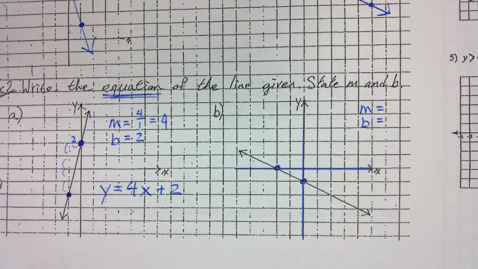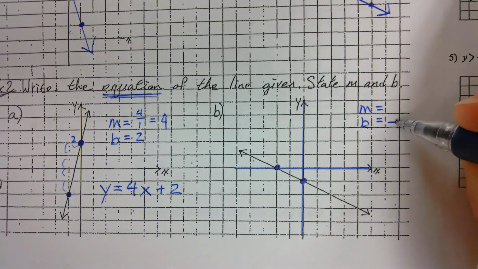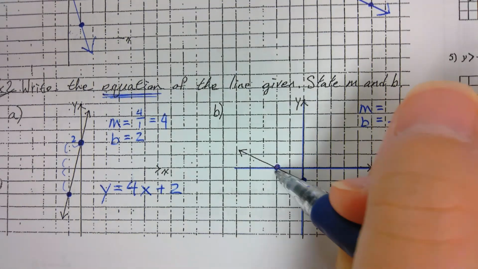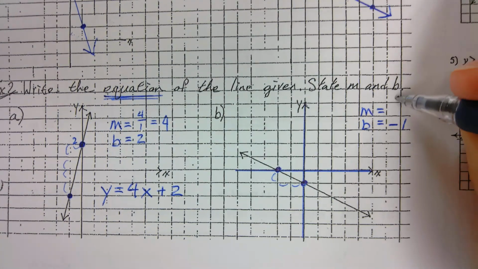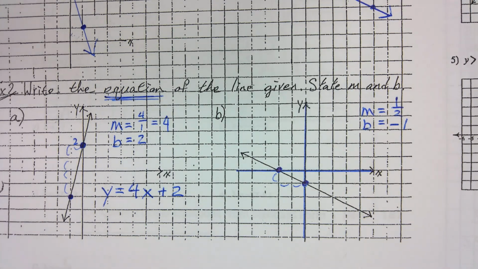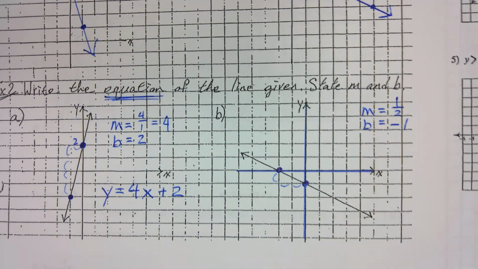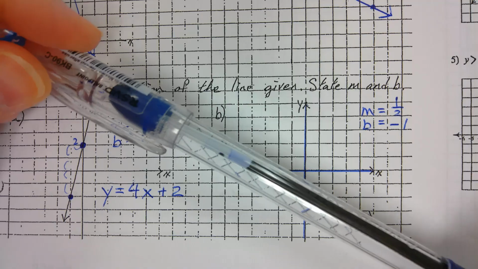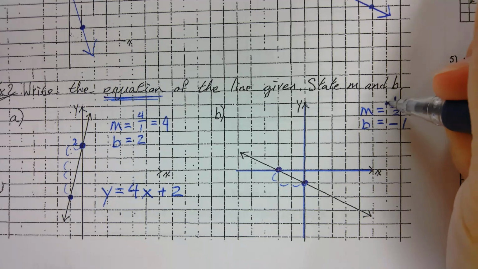So tell me what's b. Armin? Negative 1. Negative 1, good. And my slope, going from the left point to the right point. Adam? 1 over 2. Okay, Adam says 1 over 2. Negative. How do I know it's negative without even counting any squares? Armin? It's towards the left side. Right. The direction of the line is this side, so I know my slope has to be negative.